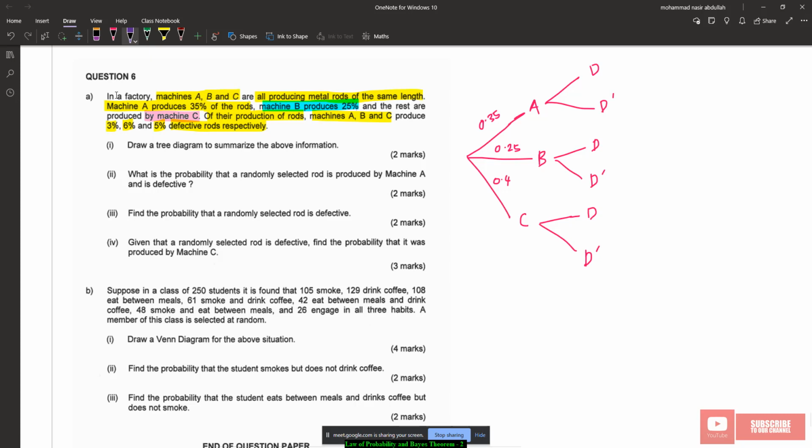So now for machine A, 0.03 are defective. Machine B, 0.06 are defective. Machine C, 0.05 defective. And for non-defective, this one should be 0.97, the complement of the defective, 0.94, and 0.95.